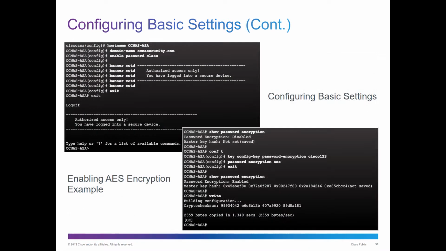So if we're looking at how to configure that, here we go. Host name, you need to set up your domain name, set up the password classes, set up the banner. Notice now the banner can stretch between multiple lines. And again, enabling the AES encryption example. If we do a show password encryption, we can see that it's not saved. We can actually go in, set up the configure key password encryption, and then set up the password encryption type. That will allow us to set up AES encryption. And again, there are sometimes bugs with this, but for the most part it does work.